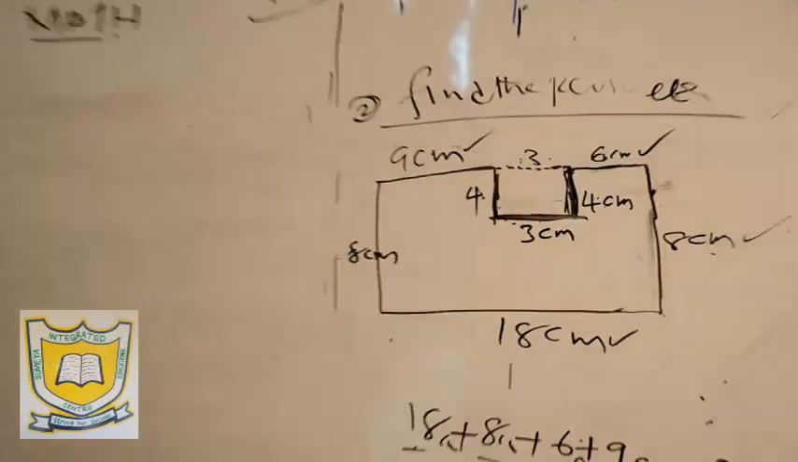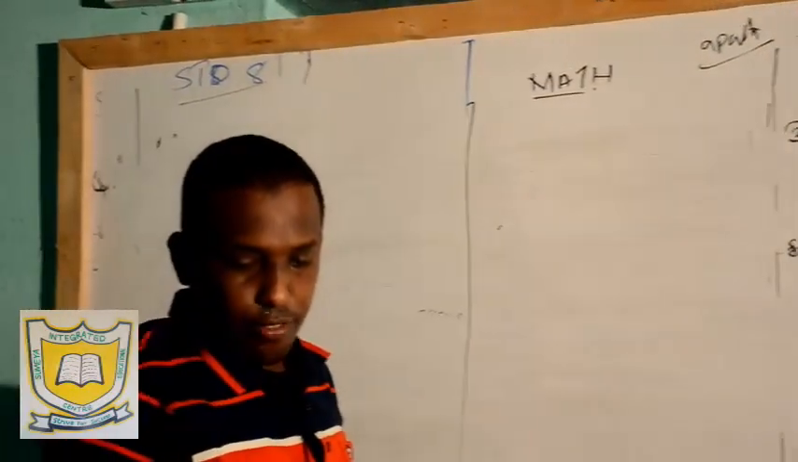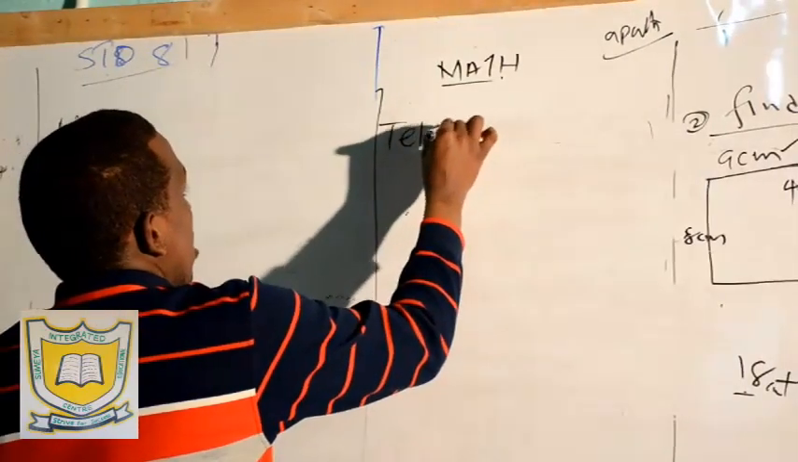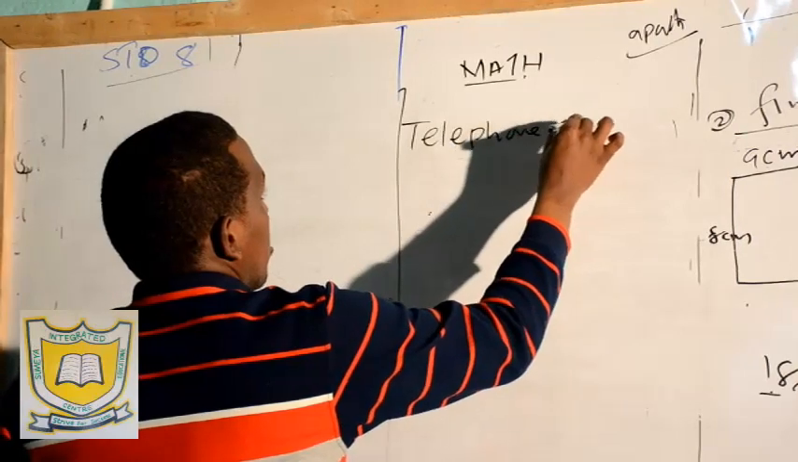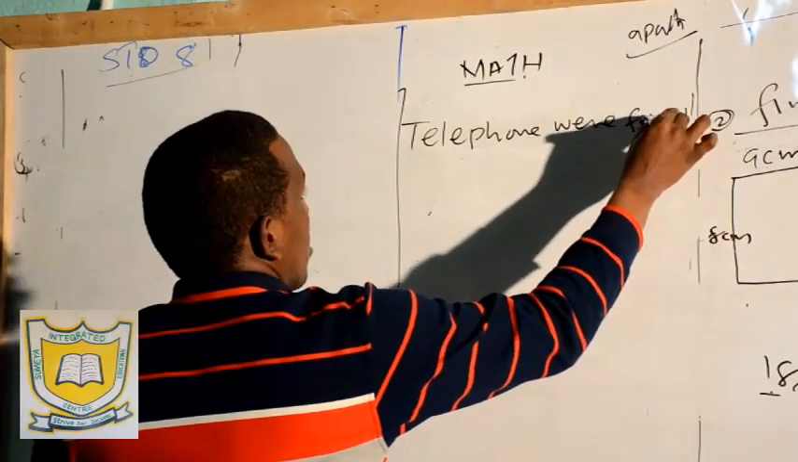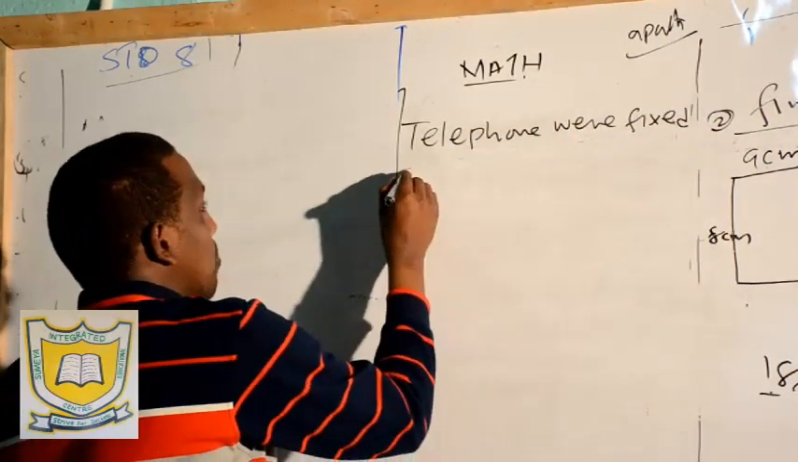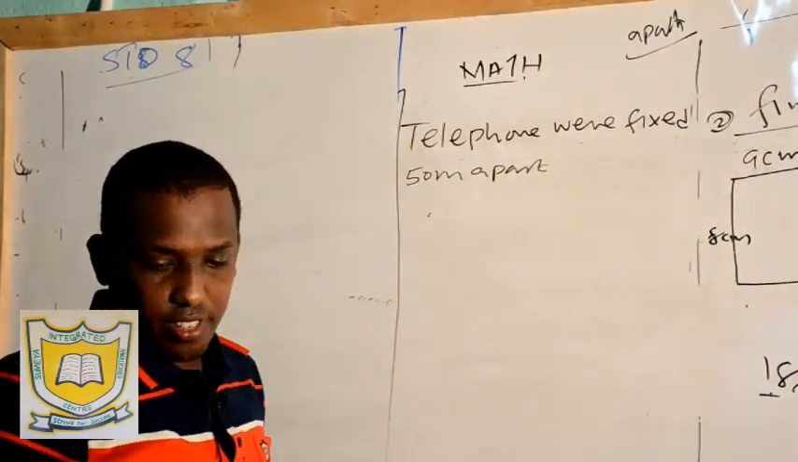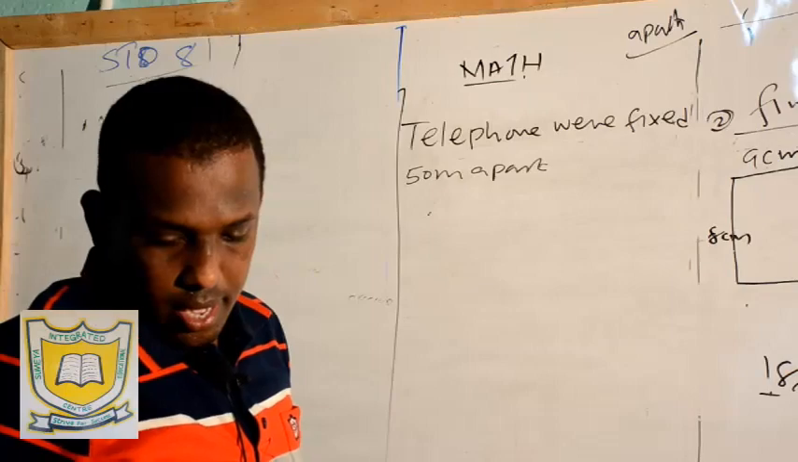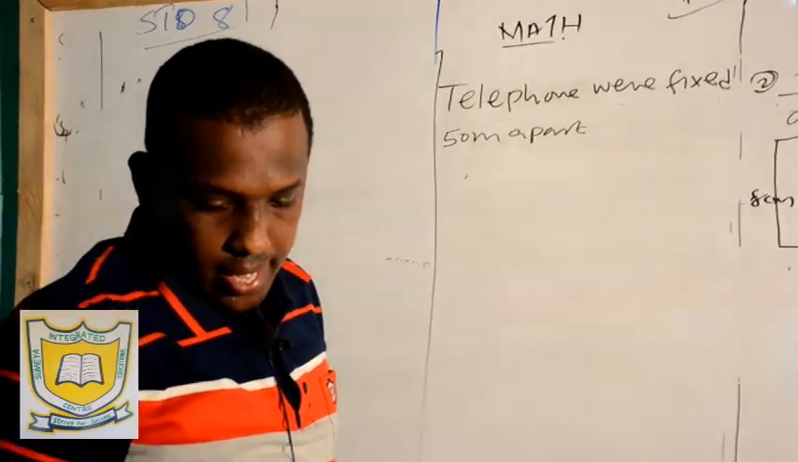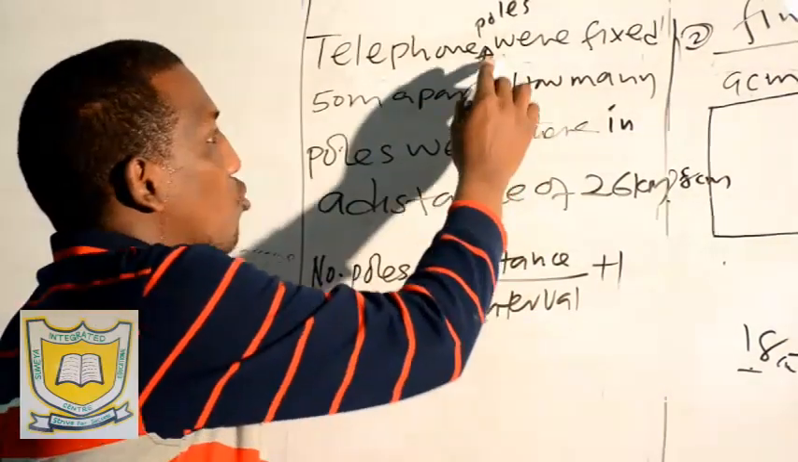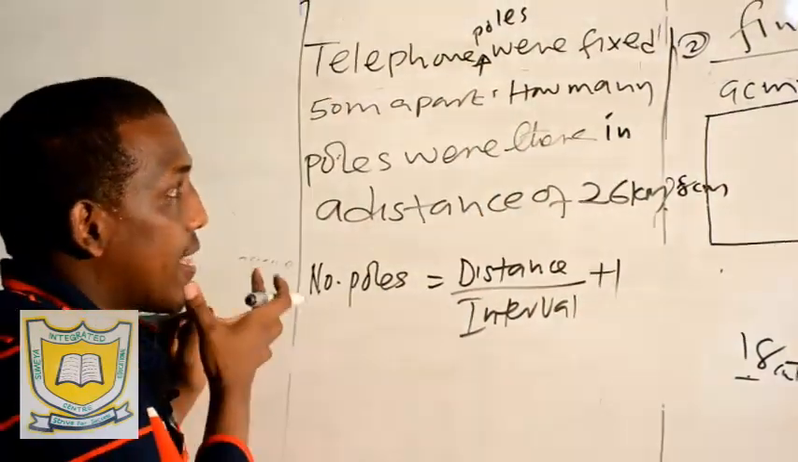There's also another question here. They say telephone poles were fixed 50 meters apart. How many poles were there? They said telephone poles were fixed 50 meters apart.